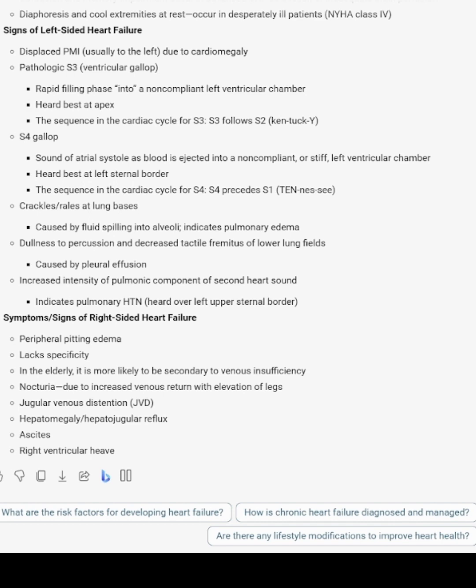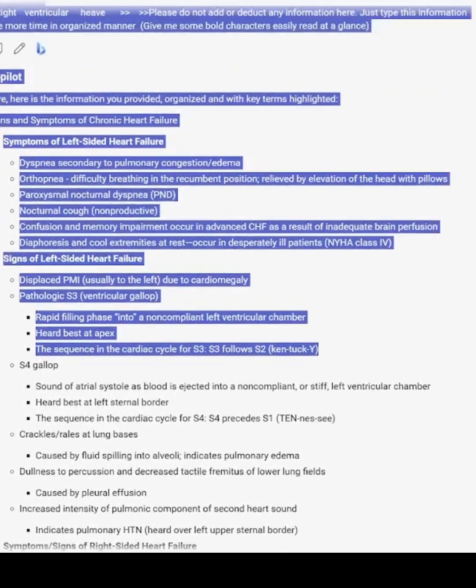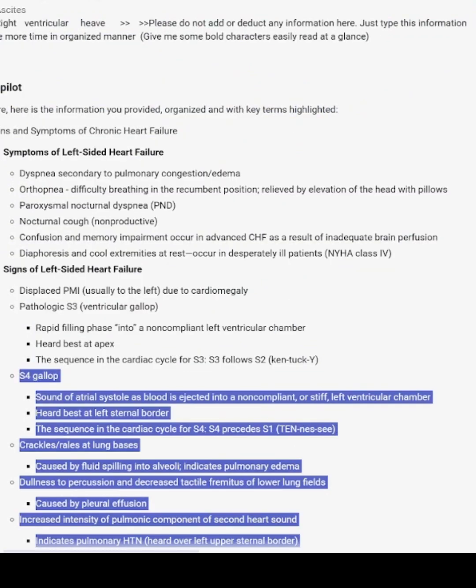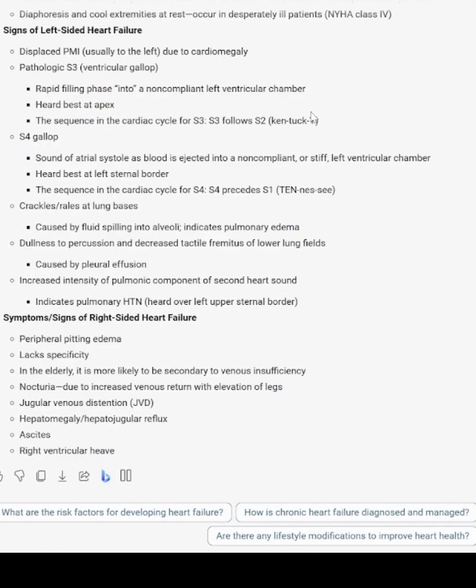Diaphoresis and cool extremities at rest occur in desperately ill patients, NYHA Class 4. Signs of left-sided heart failure. Displaced PMI, usually to the left due to cardiomegaly. Pathologic S3 ventricular gallop. Rapid filling phase into a non-compliant left ventricular chamber. Heard best at apex. The sequence in the cardiac cycle for S3 follows S2.